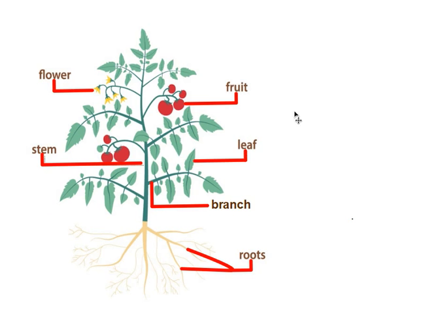Now, to end our lesson, we talked about a beautiful thing called a plant, and we spoke about the parts: the flower, the fruit, the leaf, the branch, the stem, and the roots of the plant. I hope you remember the plant. Yes, the whole of this is the plant. We have the flowers, the stem, the fruit, the leaves, the branch, and the roots.